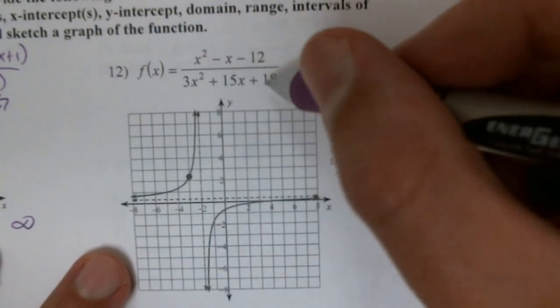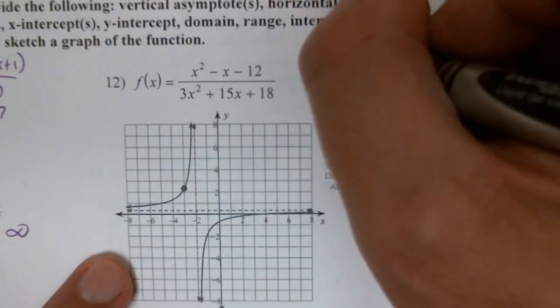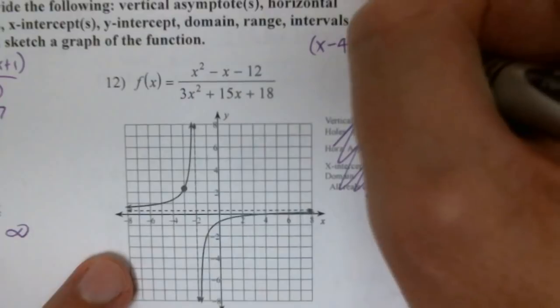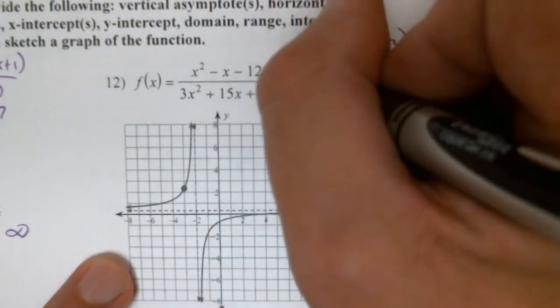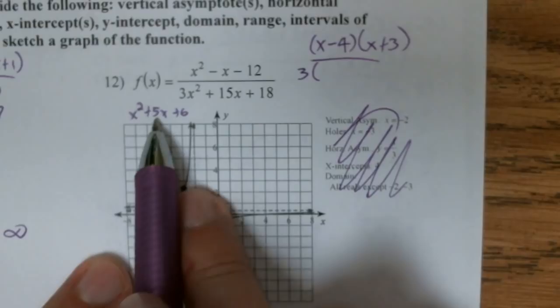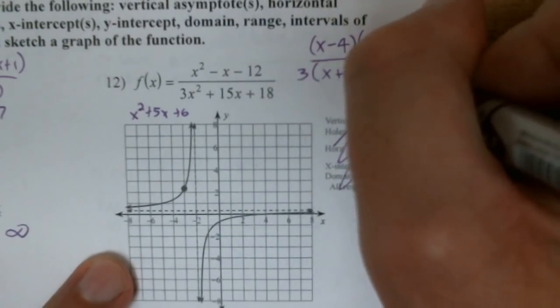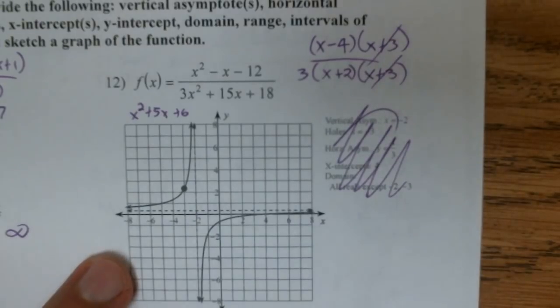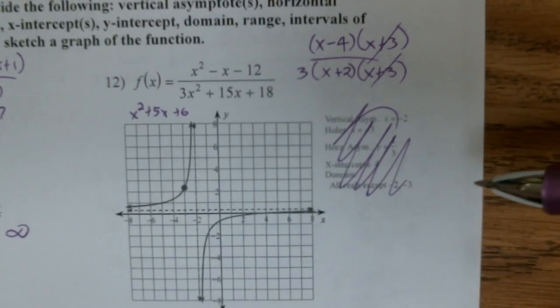Okay, so first thing I want to do is I want to factor this. So on the top, that's easily factorable. That's (x minus 4)(x plus 3). On the bottom, I can pull out a GCF of 3, that will leave me with x squared plus 5x plus 6. And that easily factors as (x plus 2)(x plus 3). Okay, I got something that cancels on the bottom and the top. That means I'm going to have a hole. So that hole is going to play a role in a lot of stuff that we do.